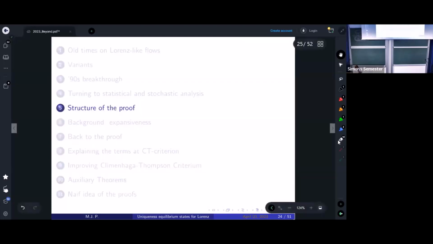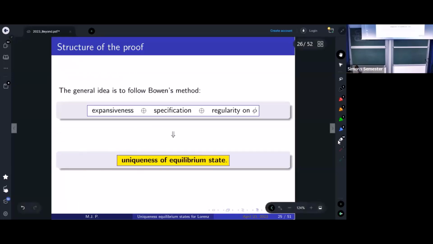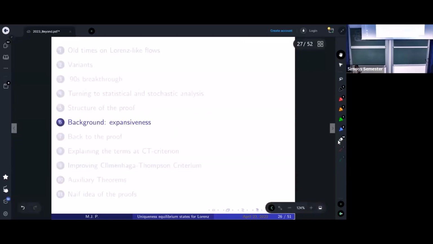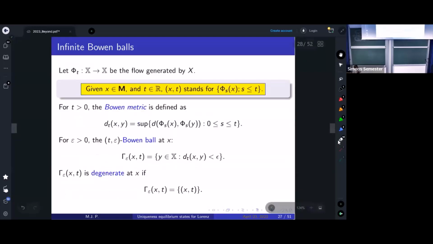Okay, how will we prove the result? The structure of the proof is that we follow the idea of Bowen's method, which is the following: expansiveness plus specification plus regularity of the observable gives uniqueness of equilibrium states. This is from an old series of papers for homeomorphisms and afterwards for diffeomorphisms by Bowen in the 70s. Okay, so let's go back, I have to give some notions.